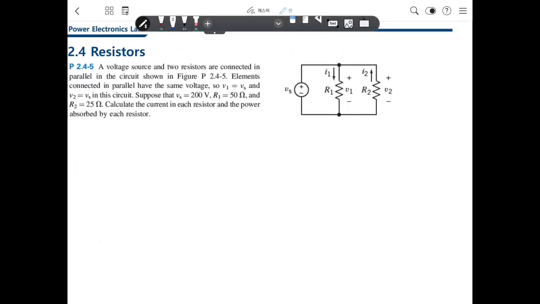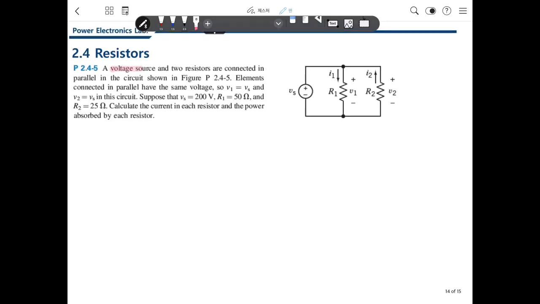this next problem is from the problem set at the end of this chapter. So this voltage source is connected with two resistors, but the resistors are connected in parallel here. Then Vs is 200 and R1 is 50 and R2 is 25 ohms. Then calculate the current here and here and the power absorbed in the resistors. It's a very important problem.